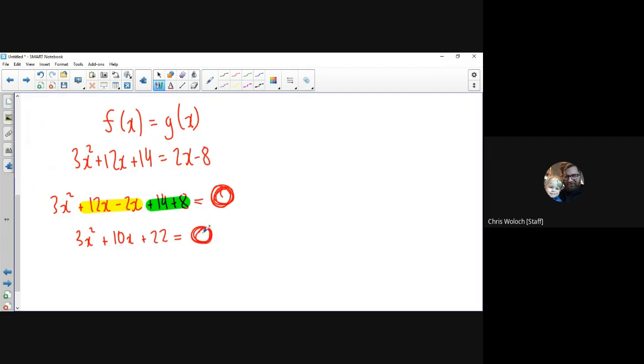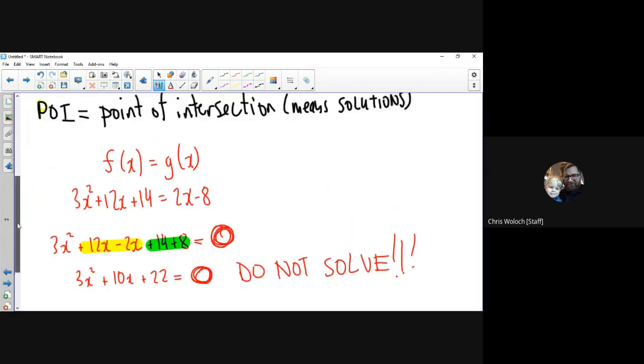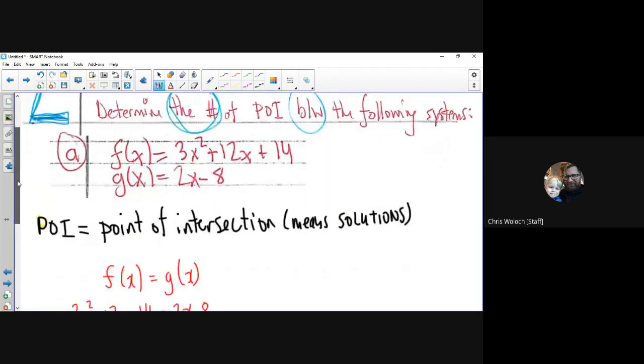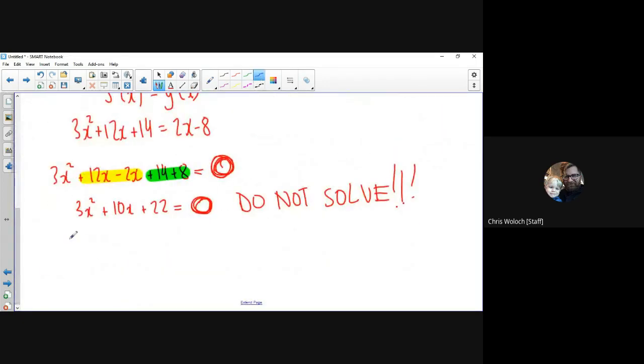All right. So now I've essentially put g of x with f of x together for this new equation. Okay, so now at this point, remember, do not solve, because we're not asked to find the points of intersection, okay? This question just wants us to figure out the number of points of intersection. So here, we will use the discriminant.